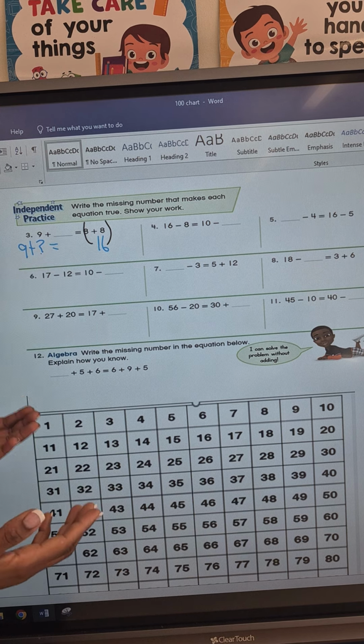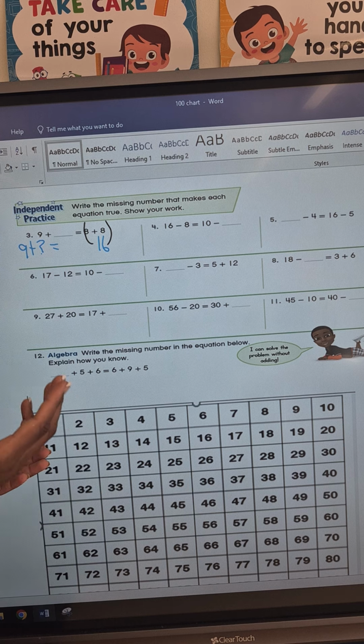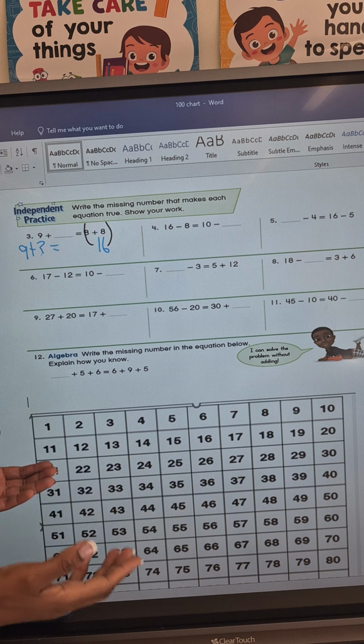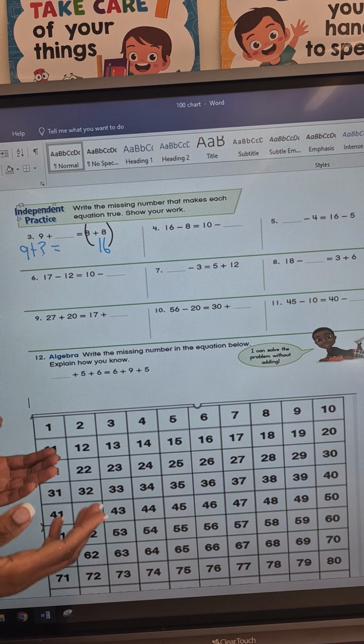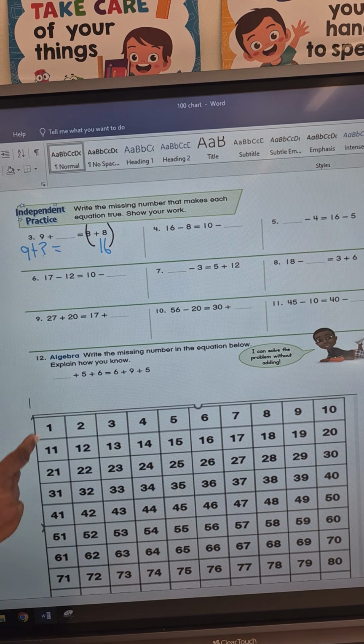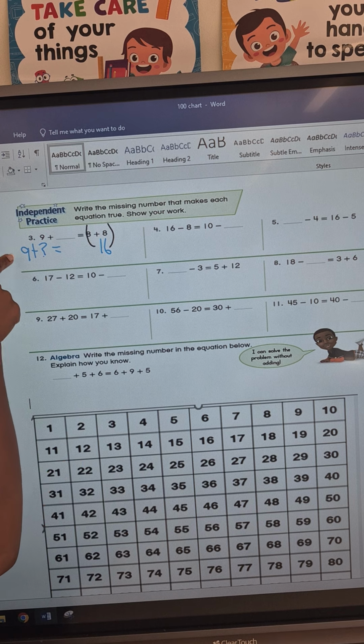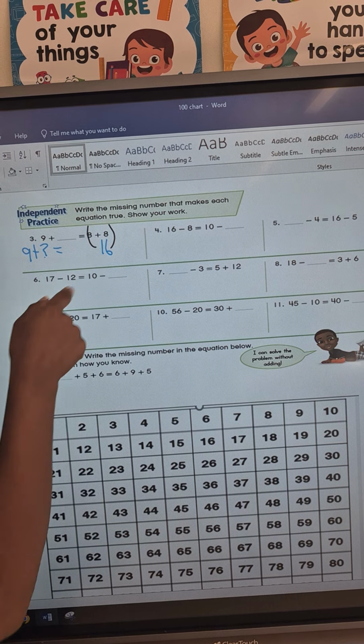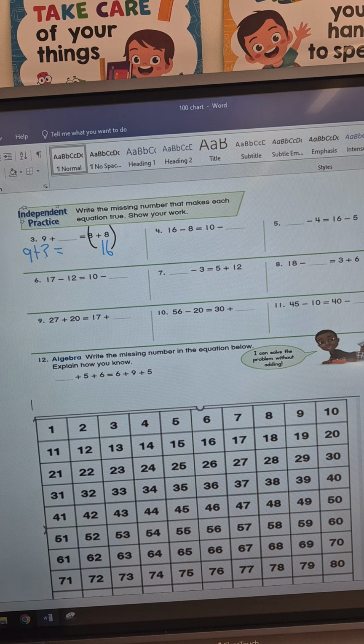The equal sign means that the numbers on both sides have to be equal. That means they have to be the same. So you want to make sure you pay attention to that. So I'm going to count from 9 to 16. I'm going to use my number line strategy, my 100 chart, to solve this problem.